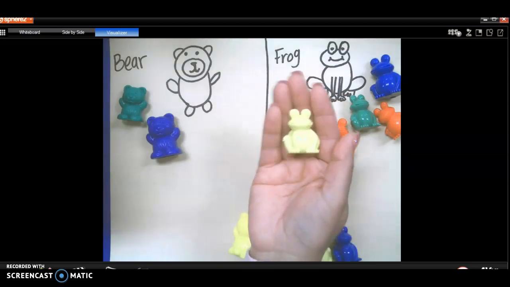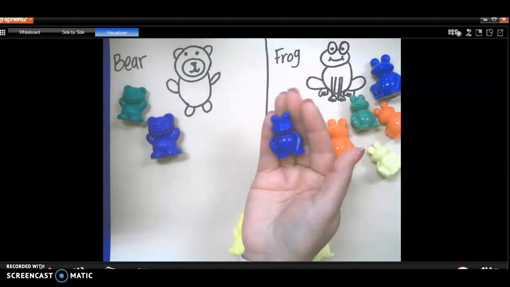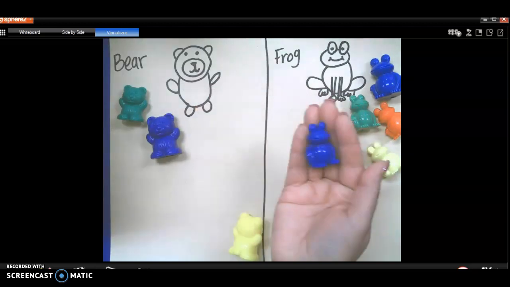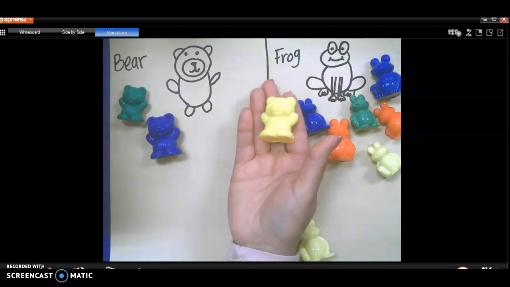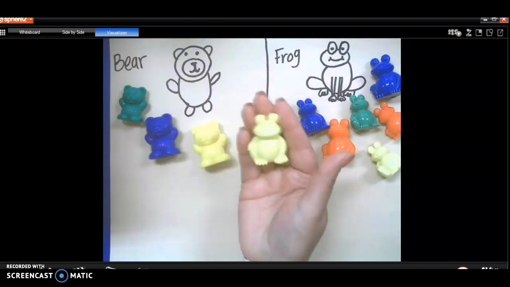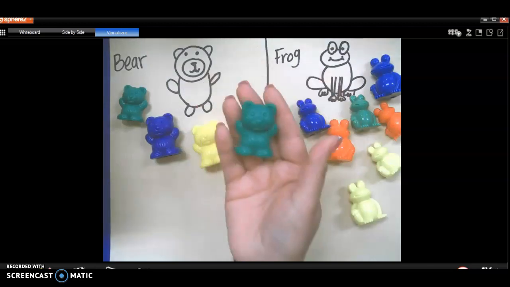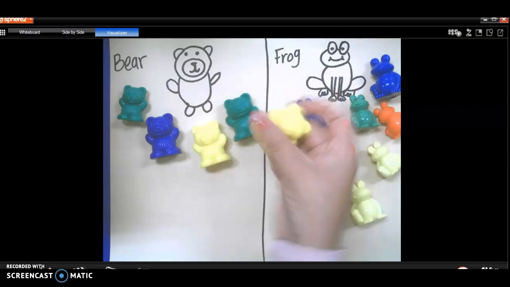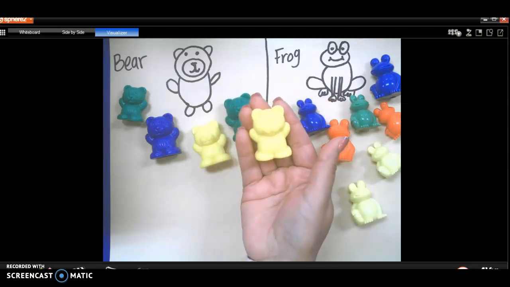Is it a frog or is it a bear? So this one is another frog. Here or here? Over here, right? That's a frog. What about this one? It's a bear. It's a frog. Another bear. And this one? You can tell your mommy. Bear or frog?